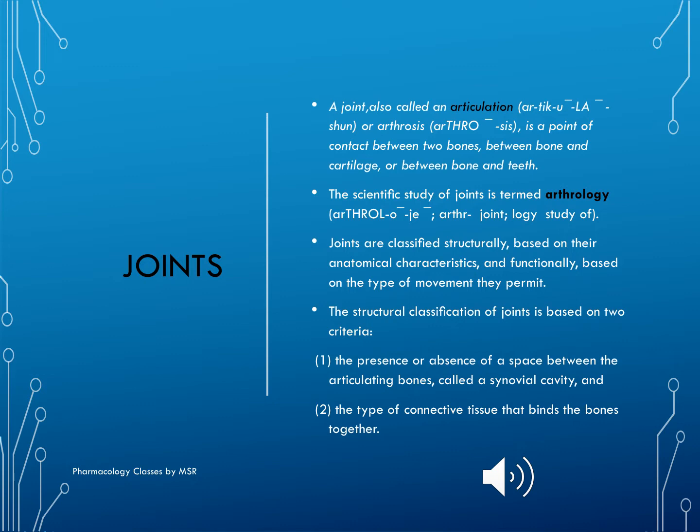The scientific study of these joints is called arthrology. These joints are classified depending upon their structure and function. Depending upon whether space is present between the joining bones or not, or the type of connective tissue that is binding the bones together, they are classified into various types.